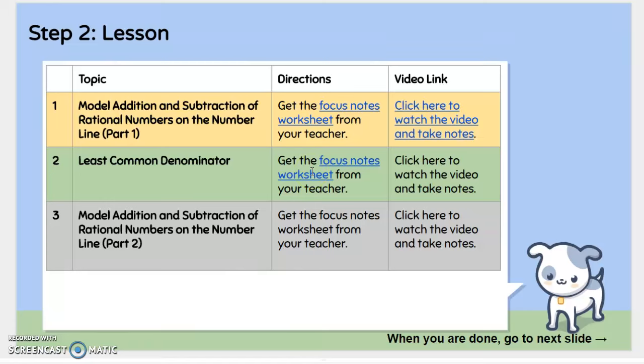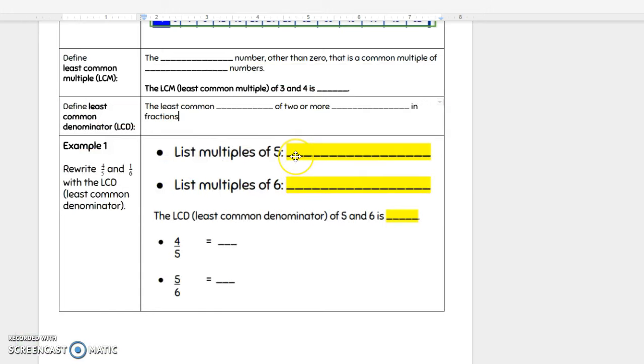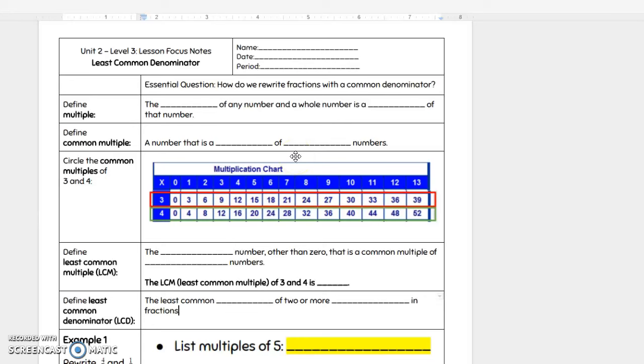If you're at home and you don't have access to the worksheet, you can click on this link to see what the notes would look like. They look like this. And then you can set your notes up this way and follow along with the video.